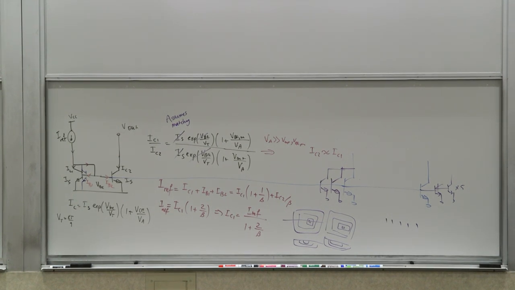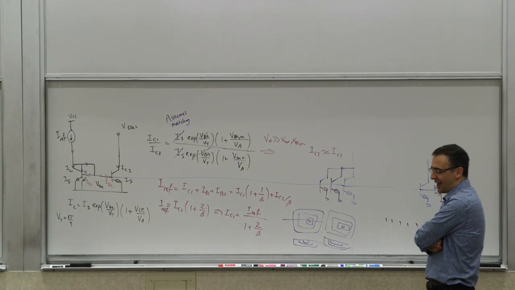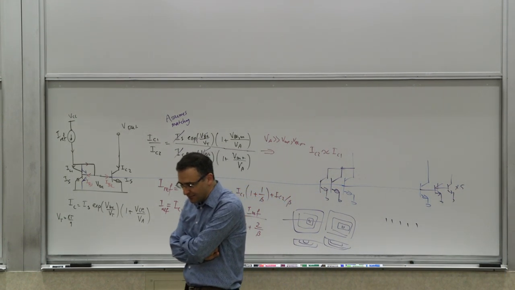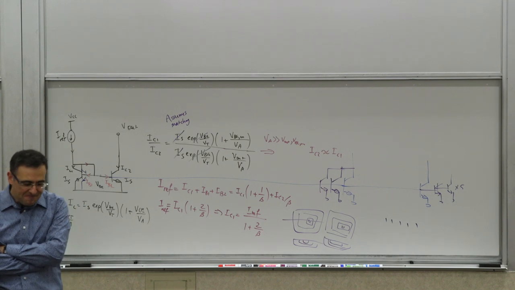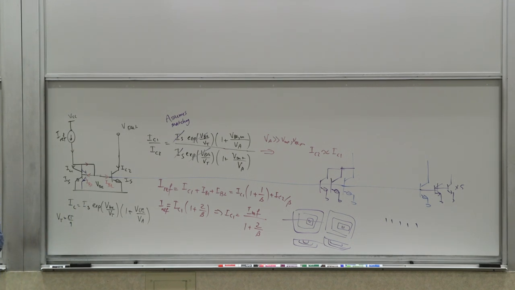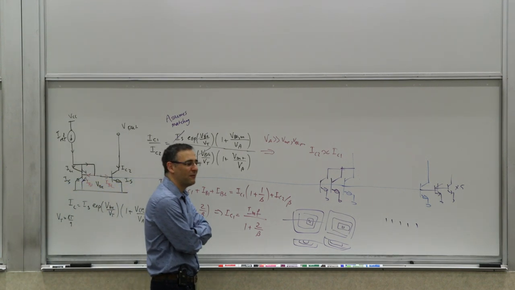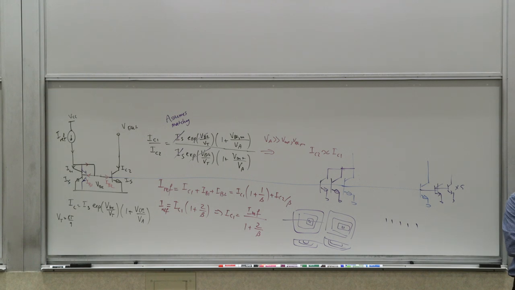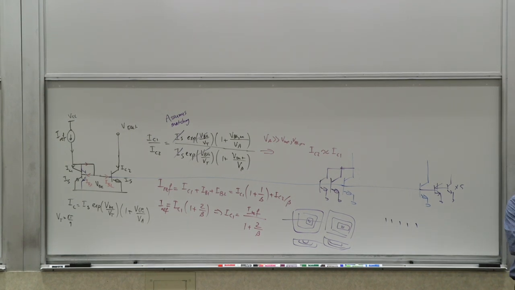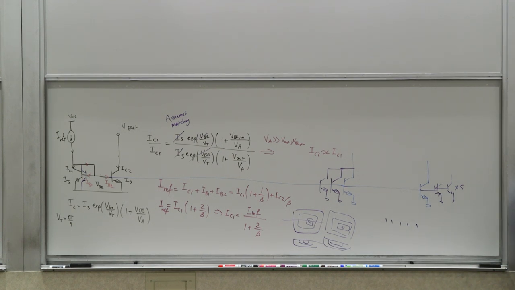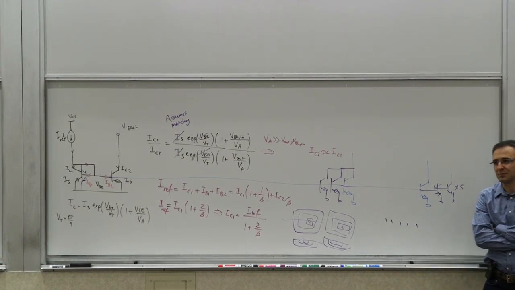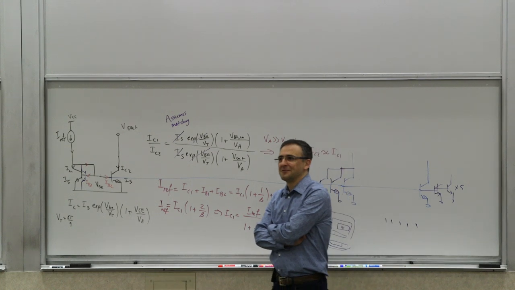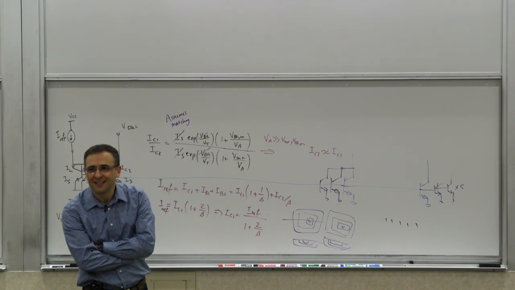Well, there's something that you don't know yet, and we will talk about it in more detail today, which is that the VBE, the base-emitter voltage of a bipolar transistor, has a reverse temperature coefficient, meaning that if the temperature goes up, the VBE goes down, and we'll see why later today. So just take it, it's around -2 millivolts per degree C.